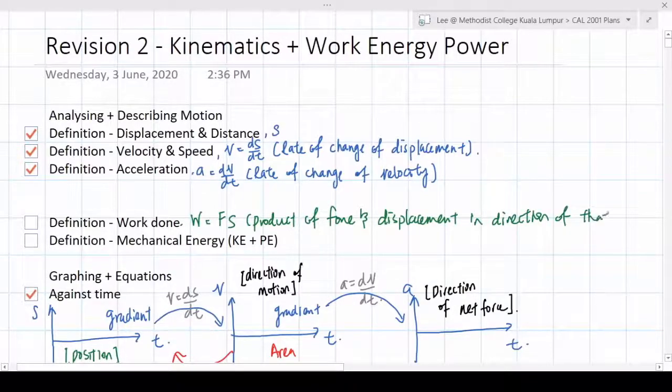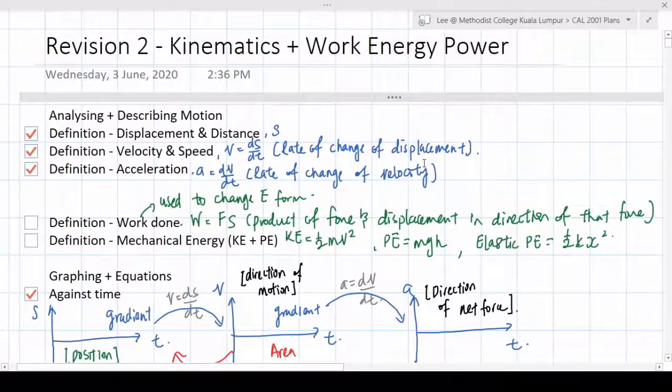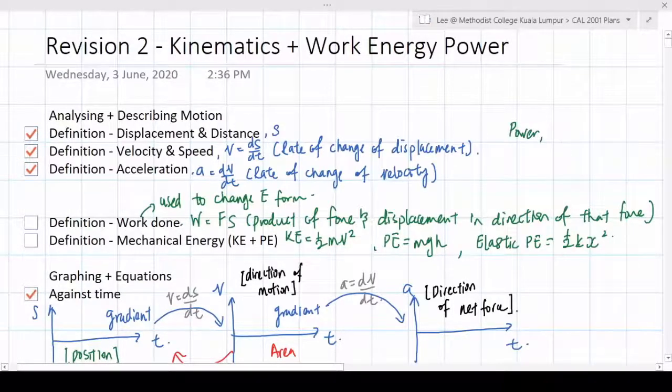Work done is the product of force and displacement in the direction of that force. And work done is used to change mechanical energy from one form to another. So I'm just going to list down the equations. KE is half mv squared, PE is mgh. And your elastic potential energy, if there's a spring or a rubber band that obeys Hooke's law, then it's half kx squared, provided it obeys Hooke's law. And finally, there's power, the rate of work done, dW/dt.